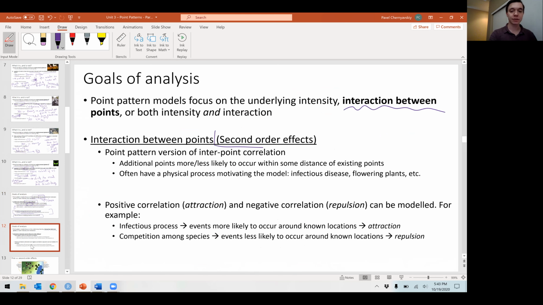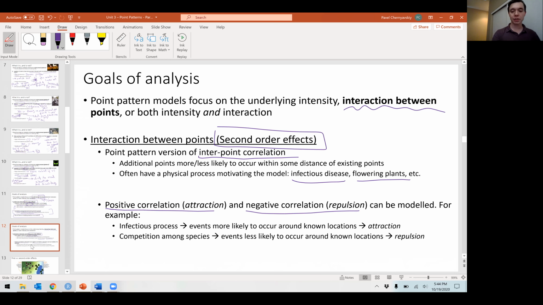Now, of course, we can only gather so much about the mechanics, but I'm trying to illustrate the difference between focusing on the environmental conditions that are conducive to development of disease and focusing on the interaction between diseased cases, and that the risk might be higher around existing cases. We anchor our analysis on the existing cases. Note that we can model both positive and negative correlation.